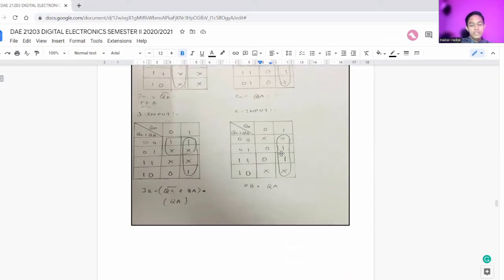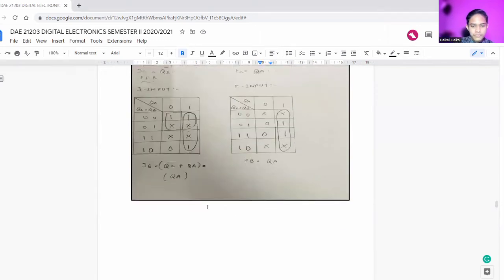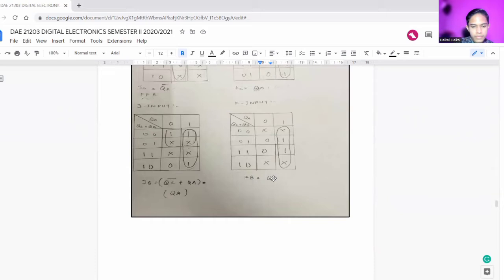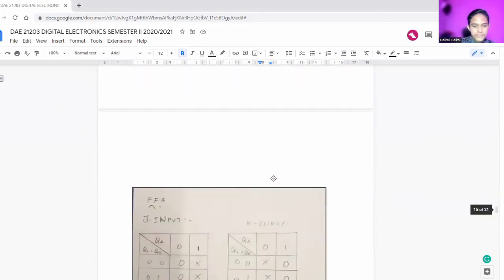Other than that, the other K-maps are for the J input and K input of flip-flop B. So this is the outcome for JB and KB. JB is QC bar plus QA. For the K input, KB is QA.